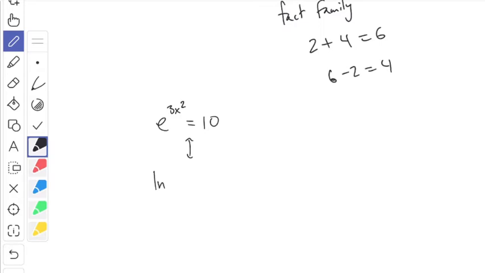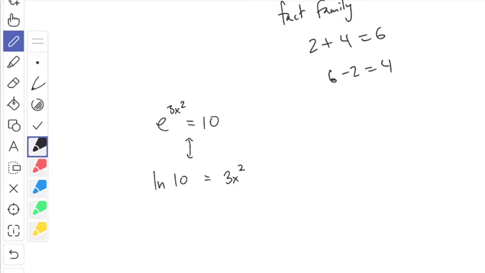Yeah, it's this way. ln of 10 equals 3x squared. There's sort of only a few choices of what it could be. But basically, you put the function on the other side from where it used to be, and you use the inverse instead of what it used to be. Yeah, ln of 10 equals 3x squared.